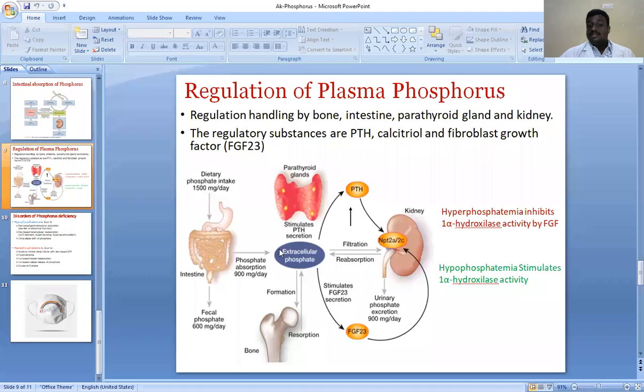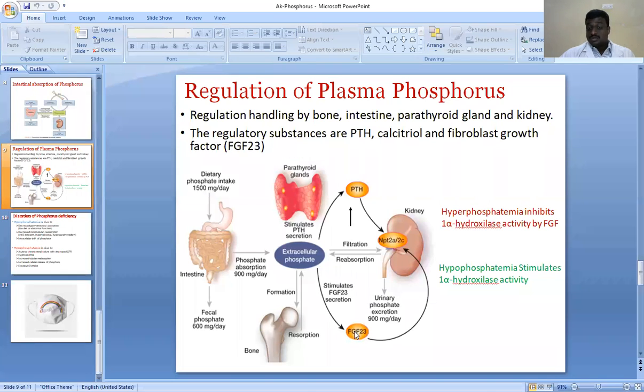So gradually that concentration is reduced, hypophosphatemia. Okay, parathyroid hormone also acts on bone. Whenever parathyroid hormone acts on bone, the bones release fibroblast growth factor.